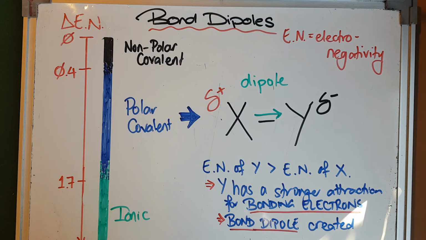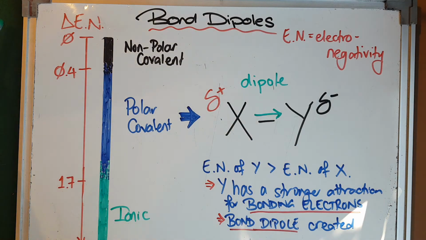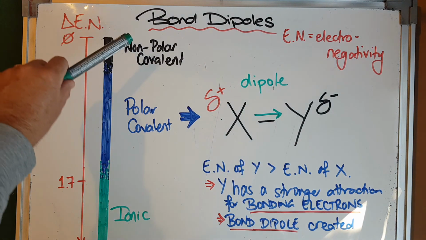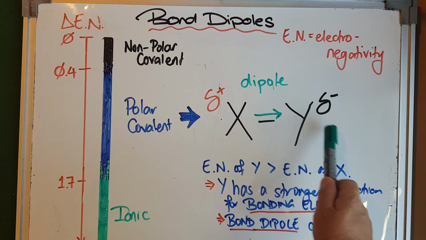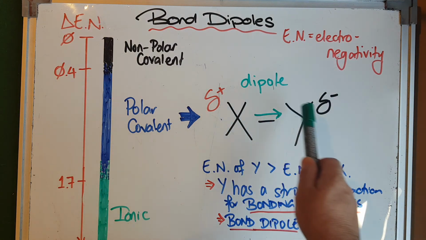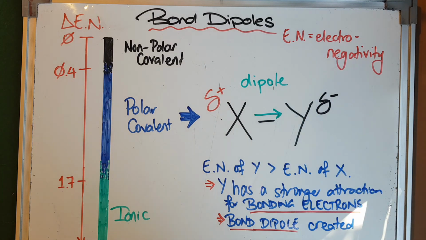What you need to be able to do is, if given the electronegativity values for two atoms, say whether it's a polar or a non-polar bond, and then label its dipole, the delta positive and the delta negative. The delta negative is the one with the higher electronegativity.